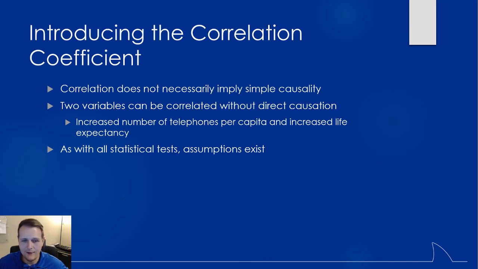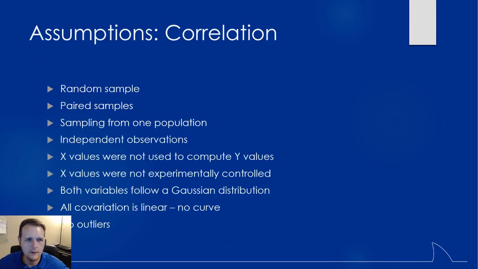But like every other test, there are some assumptions we're going to be looking for. When you're doing this, you want to make sure that it's a random sample. So you're pulling from a random population that you're interested in, and it should be a paired sample, right? So this is a case where the fatty acid content from patient A should be compared to the insulin sensitivity for patient A, right? It should only be from one population, and each of the observations themselves should be independent, right?